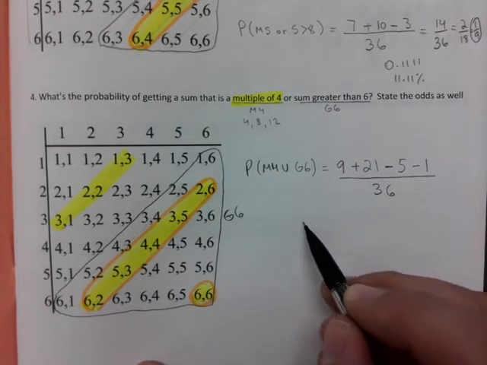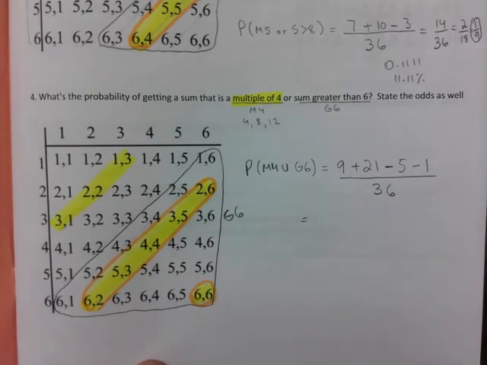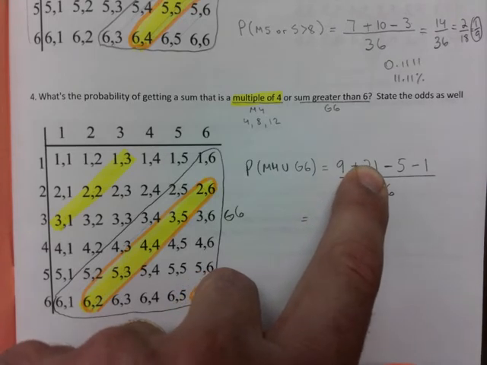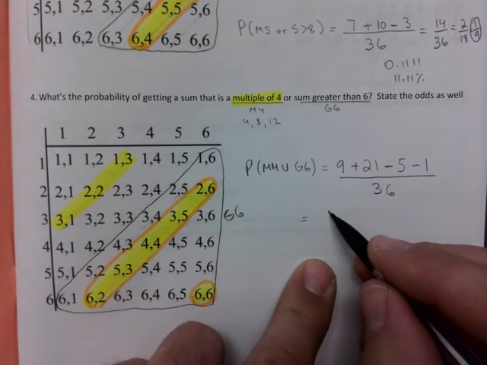So here we have it. We're going to go and add that up. So this would be 30 minus 6. That's 24 over 36.